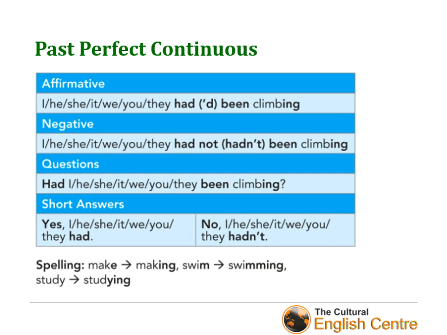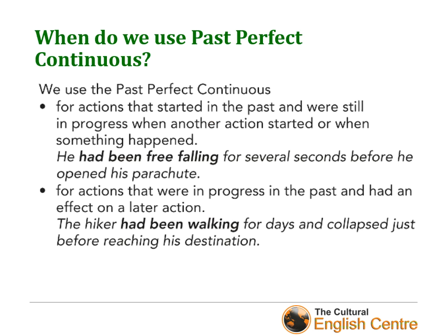Alright? We use the past perfect continuous for actions that started in the past and were still in progress when another action started or when something happened. For example, he had been free falling for several seconds before he opened his parachute. For actions that were in progress in the past and had an effect on a later action. The hiker had been walking for days and collapsed just before reaching his destination.